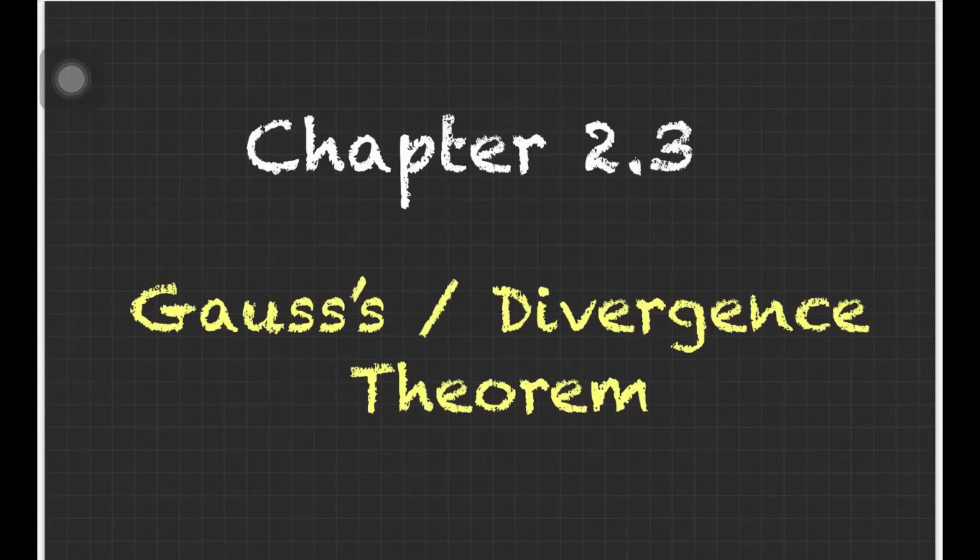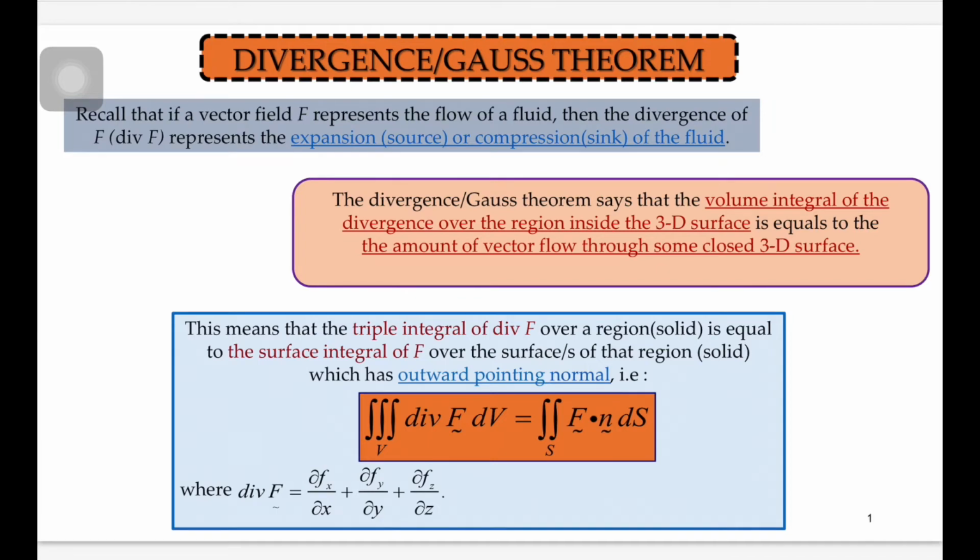Chapter 2.3 Gauss or Divergence Theorem. So recall that if a vector field F represents the flow of a fluid, then the divergence of F, you can write like this, div F, represents the expansion or the source or compression sink of the fluid. So the triple integral of divergence F over a region is equal to the surface integral of F over the surface of the region, which has outward pointing normal.